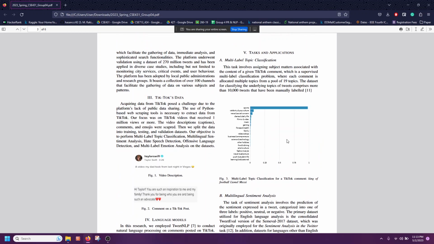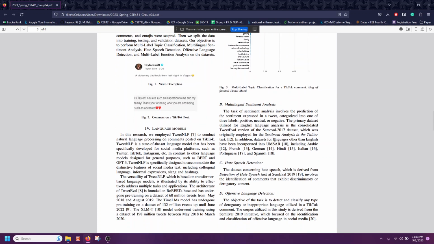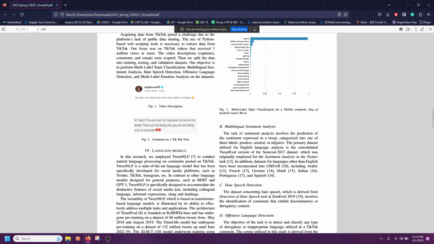So first, multi-label topic classification. This task involves assigning subject matters associated with the content of a given TikTok comment, which is a supervised multi-label classification problem where each comment is allocated multiple topics from a pool of 19 topics. The dataset for classifying the underlying topics of tweets comprises more than 10,000 tweets that have been manually labeled. We can see that in figure 3, multi-label topic classification for a TikTok comment, King of Football Lionel Messi.